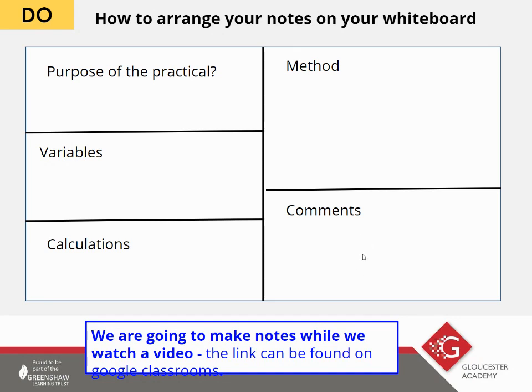So you're going to watch the video, you're going to make notes. Some of you may wish to watch the video more than once to make sure that you've got a really good understanding of this practical. Because it's a required practical, it can be asked in an exam, so there could be a whole question on this practical, including calculations for specific heat capacity.